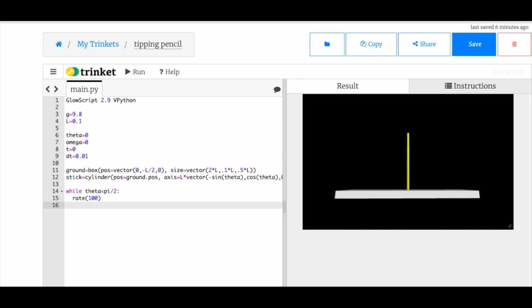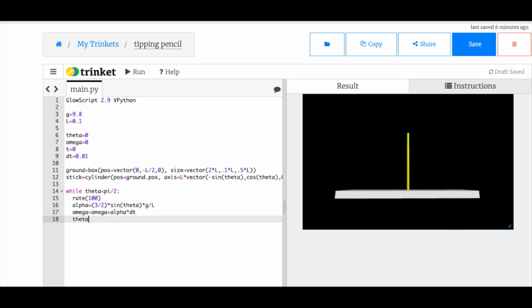So now the next step is to calculate the angular acceleration. I'll say alpha equals, and this is just straight from my equation, 3/2 times sine of theta times g divided by L. Now with that, I'm going to use that to update the angular velocity. Omega equals omega plus alpha times dt. Now remember here that this is not an algebraic equation. This says take the value of omega, add alpha times delta t, and make that the new omega.